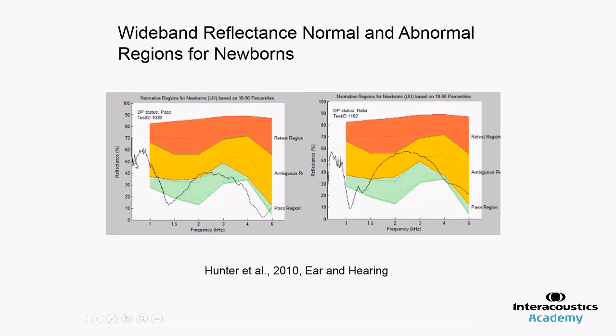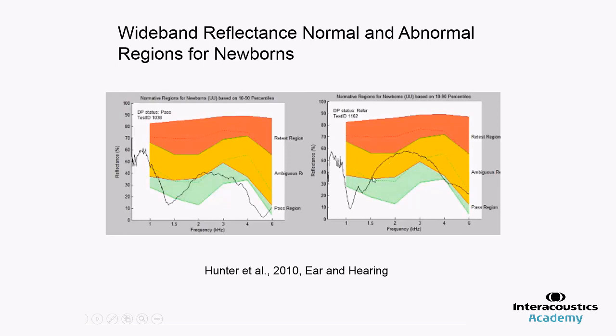And so we have an individual result shown in the black line. With that black line, what we can see is that this is an ear that is completely in the pass region for wideband reflectance, and it's an ear that passed on DPOAEs.